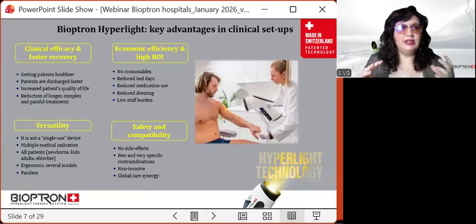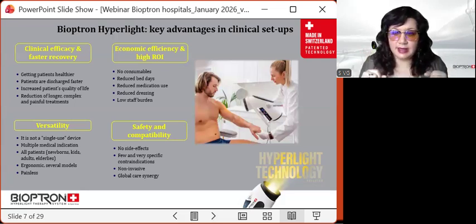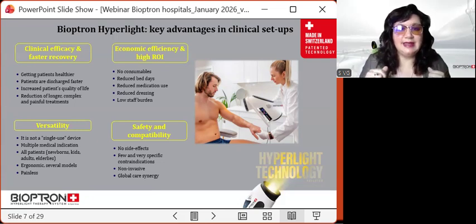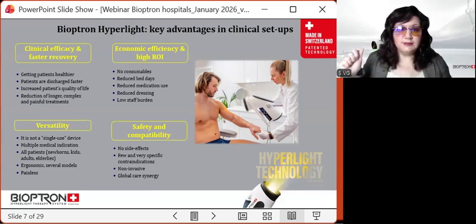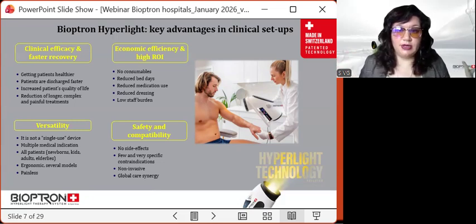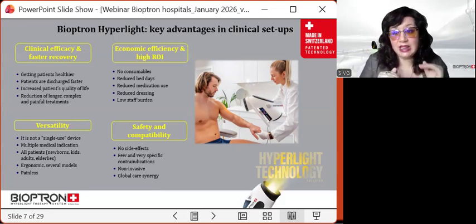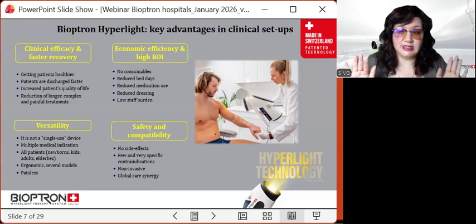Once you have provided all these clinical and medical arguments, you can, of course, highlight the key advantages of the use of Bioptron in these setups. Of course, superior clinical efficacy and faster recovery. The bottom line for any hospital or clinical setting is getting patients healthy and discharged faster.